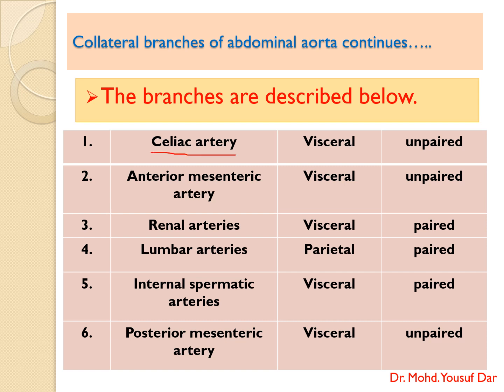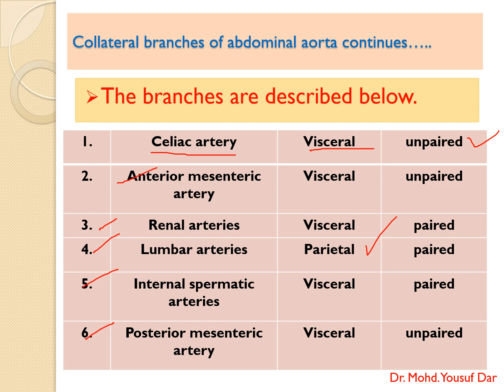First is the celiac artery, then the anterior mesenteric artery, then the renal artery, lumbar arteries, internal spermatic artery, and posterior mesenteric artery. There are six collateral branches which arise from the abdominal aorta. These arteries can be either parietal or visceral. Parietal means they supply the wall of the cavity, like the abdominal wall or the thoracic wall, while visceral means the arteries supply the visceral organs. Some arteries are unpaired, while some are paired.